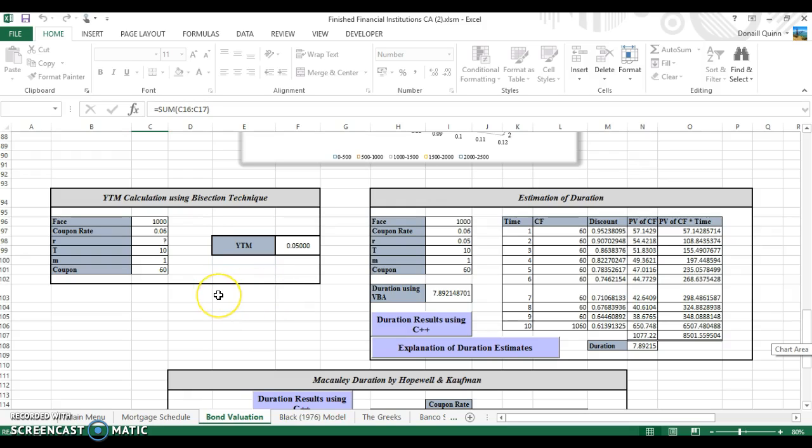The yield to maturity of a bond was then calculated using the bisection technique, and the parameter inputs are shown here. However, we did not know the interest rate. That's what we were trying to estimate.